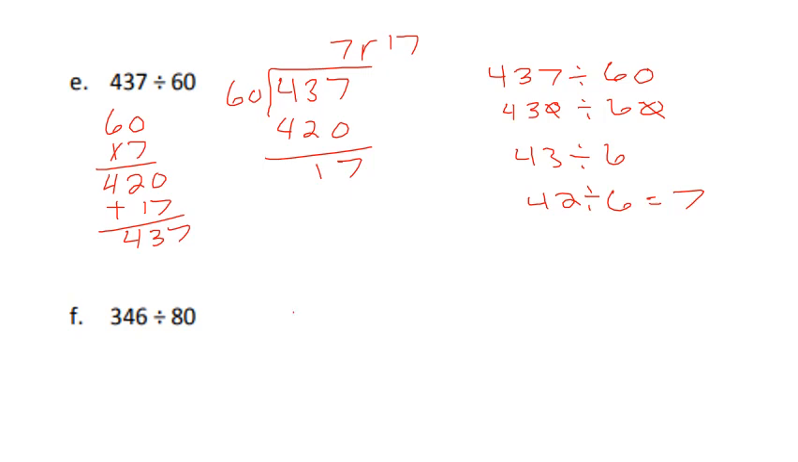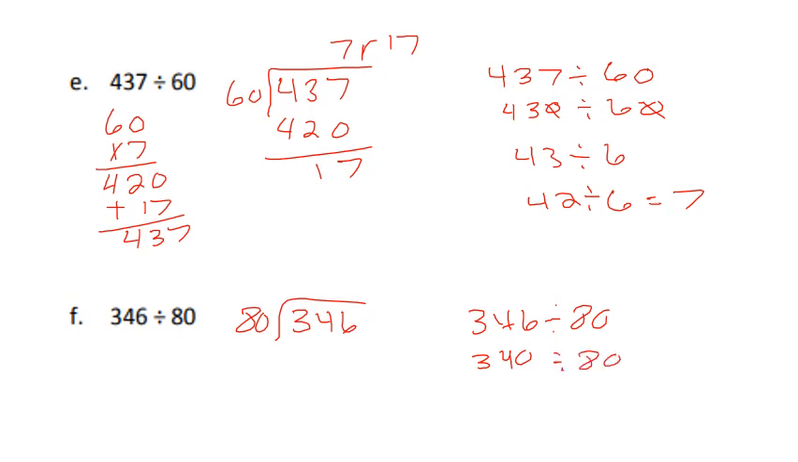Our next example, we have 346 divided by 80, and so I'm going to do my estimate of 346 divided by 80. I like taking the 0 out, so now I have 34 divided by 8. I can see 32 would be my closest compatible number, and that would mean 4. So I'm coming back over with my estimate of 4.